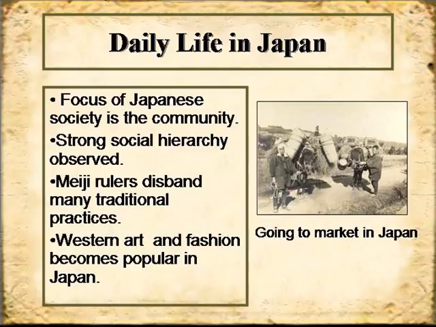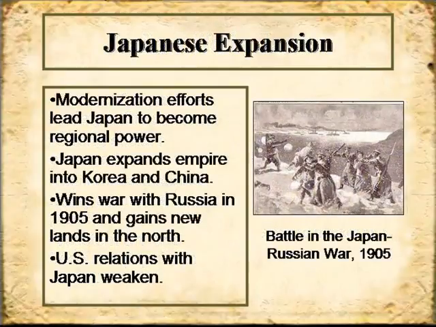Part of that is to bring in Western art and fashion and have that become popular in Japan, really westernizing Japan. Japan also looks at this as an opportunity to expand. China is starting to weaken. They're looking internally, and this is a great opportunity for Japan to flex its muscles and develop some new areas to expand into. And so really it looks at Korea and parts of China as areas that it can exert its influence.